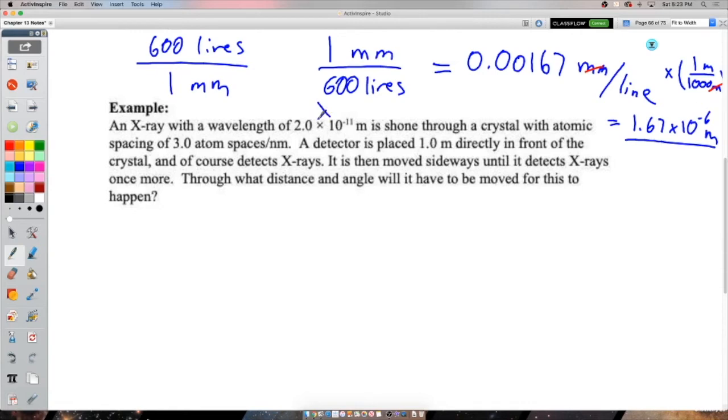X-ray, is shone through a crystal with atomic spacing of 3 atom spaces per nanometer. So in every nanometer, there's 3 atom spaces. Don't get thrown off by the fact that it's an atom. An atom can act as a diffraction grating.